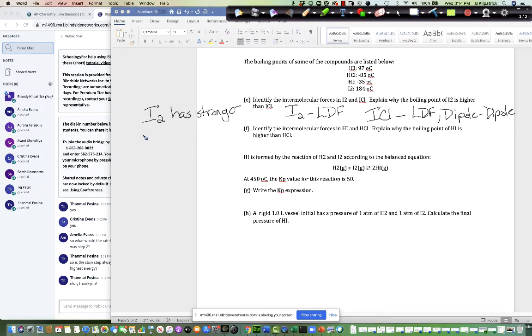Okay, so that's part of it. But why does it have stronger IMFs? It's because it has more polarizable electrons. I have more electrons that are able to move around and create those temporary dipoles. So that's the reason behind that. If you see something like this where it's asking you to explain that discrepancy, that's because if you have more electrons in the molecule, you can create more temporary dipoles, which makes the attraction of the molecules to each other stronger.